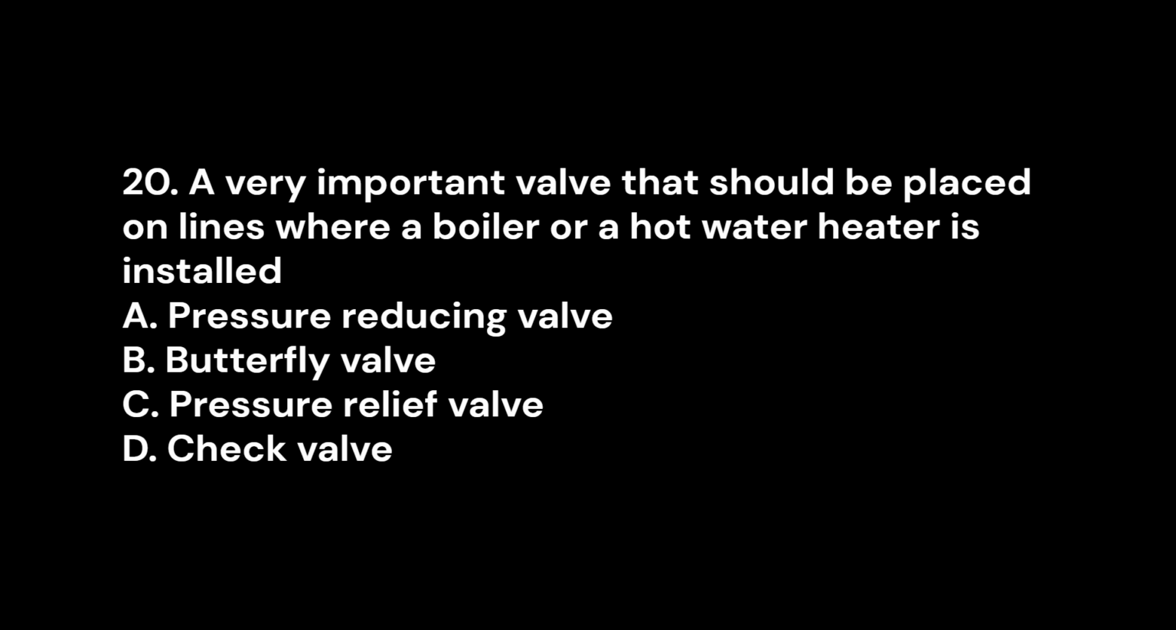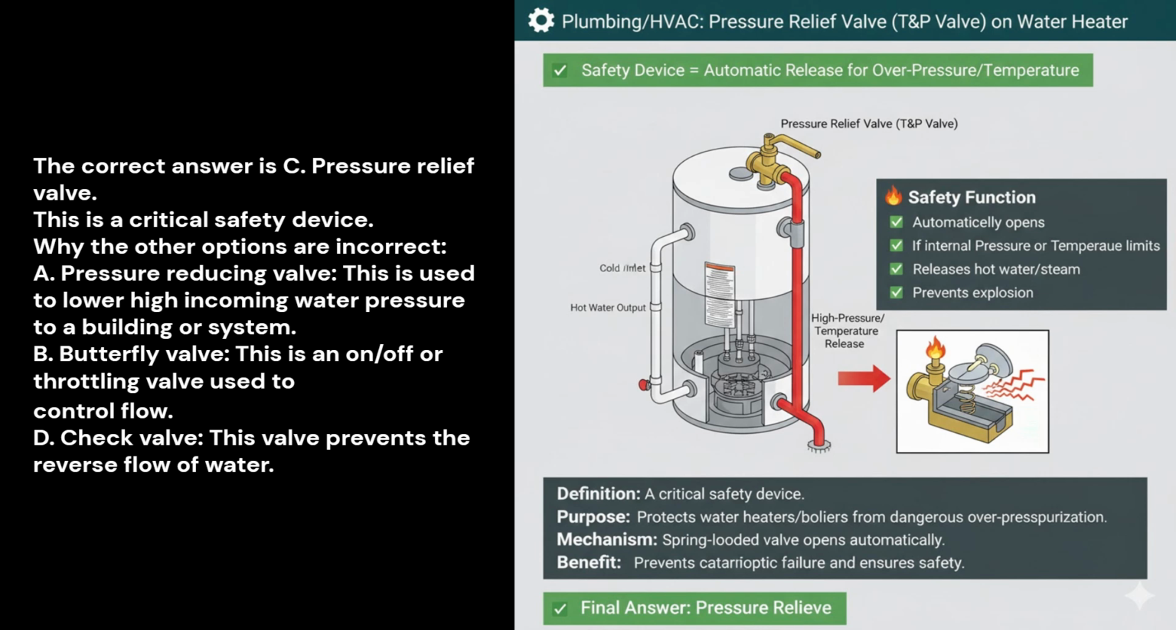Number 20. A very important valve that should be placed on lines where a boiler or a hot water heater is installed. A. Pressure reducing valve. B. Butterfly valve. C. Pressure relief valve. D. Check valve. The correct answer is C. Pressure relief valve. This is a critical safety device.